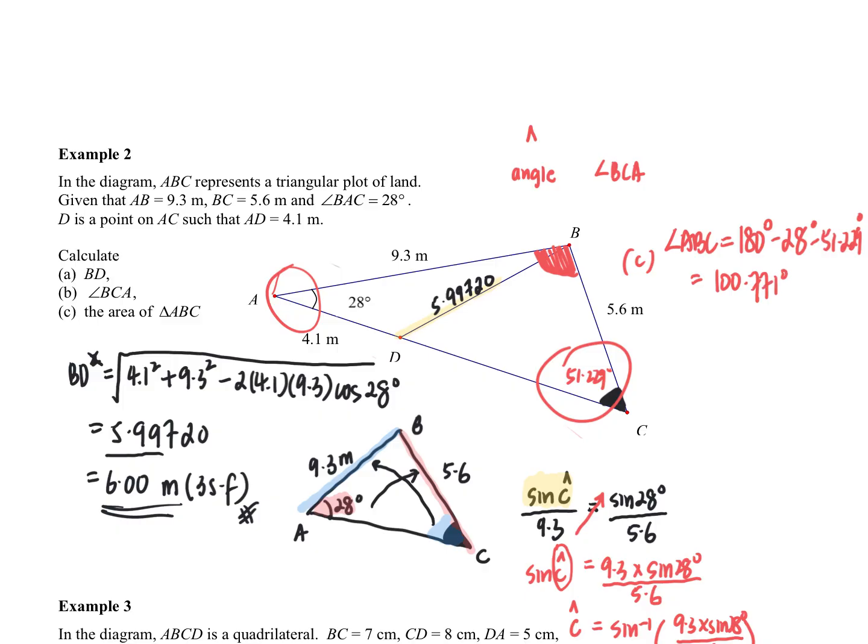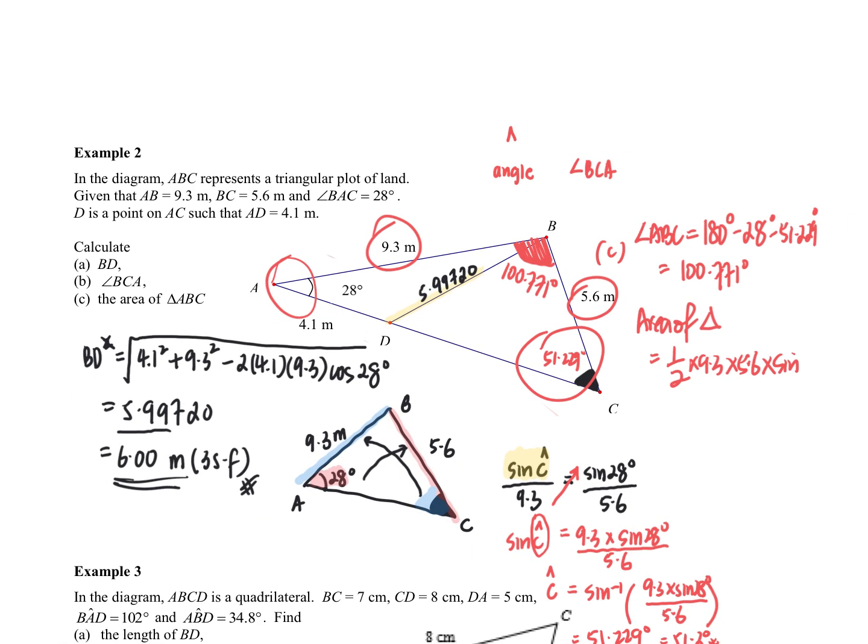Once you get the angle here, then you are almost done, because now you have this corner already. So you can do your half AB sine of the angle in between to find area of triangle. So it's just half times 9.3 times 5.6 times sine of the angle in between.